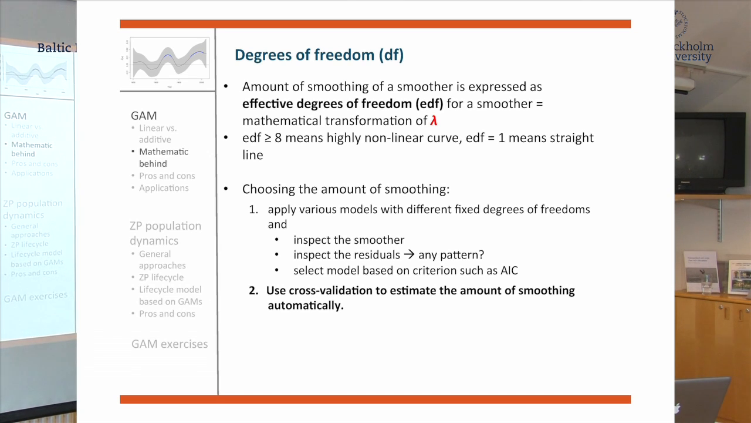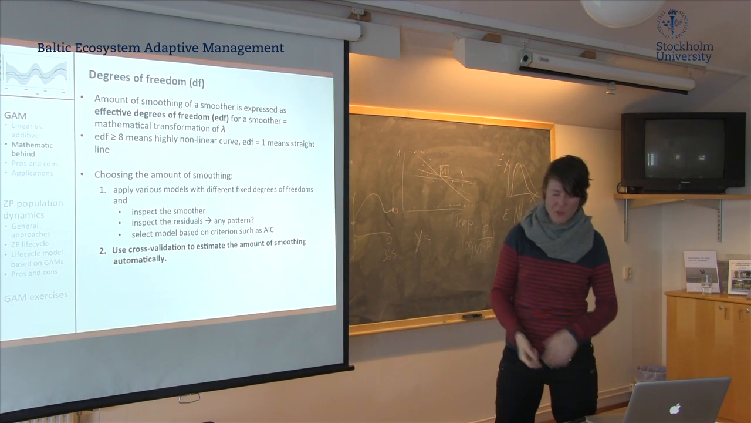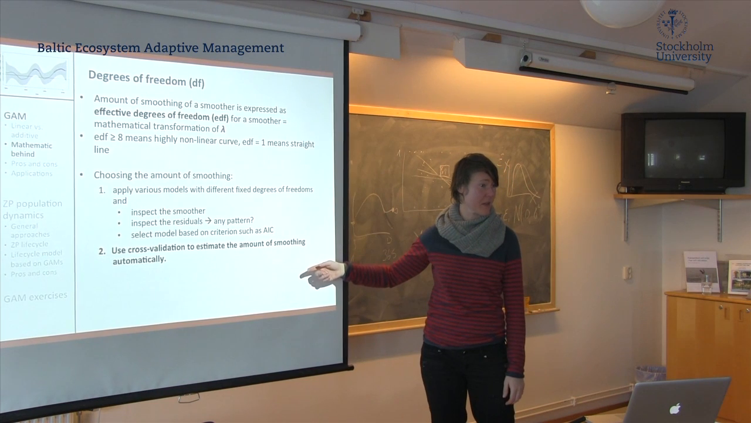How do you choose the amount of smoothness? Two ways. One is you have it fixed, you apply several models, and you say EDF of 1, EDF of 2, EDF of 3. And then you look at the different models. You use either AIC as a criterion, for example, or you look at the residual pattern, or how much smoothness is there, and then decide based on that. Or you use cross-validation to estimate it automatically for you.